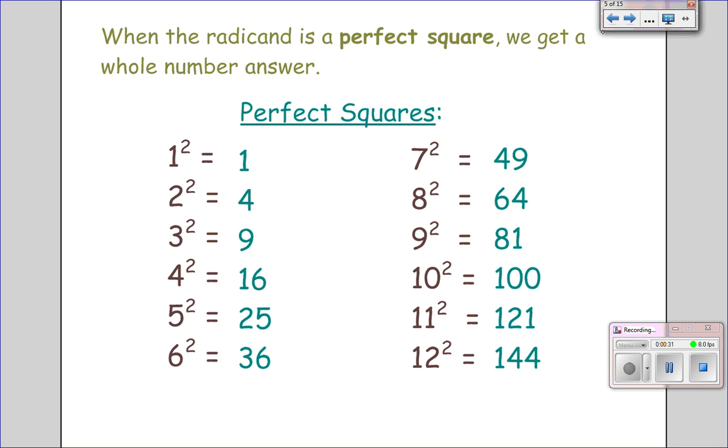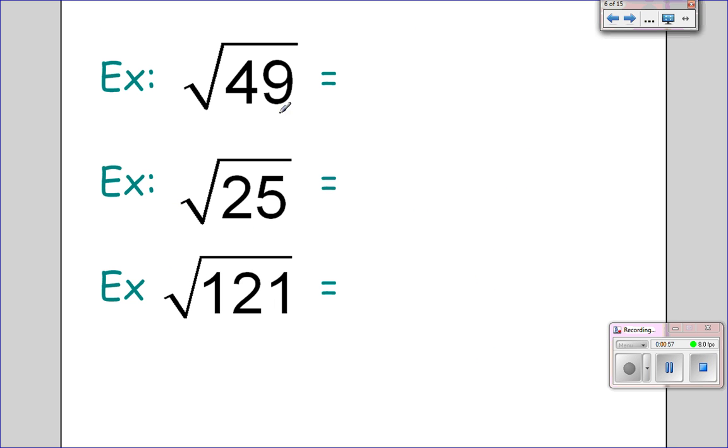Some perfect squares that you really should work on memorizing and recognizing is this following list. You can pause it and copy it down, but most of this you probably already know. You should know that 4 squared is 16. You should also know that the square root of 16 is 4. So you need to be able to go forwards and backwards. For example, if you see the square root of 121 show up, you should be able to say, oh, that's 11, because 11 squared is 121. So square root of 49, 7. Square root of 25, well, 5 squared is 25, so 5. And then as we just discussed, 11.